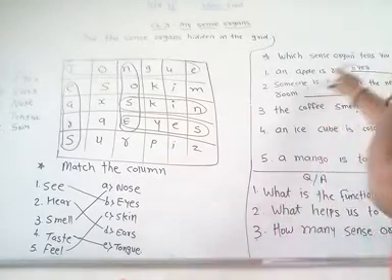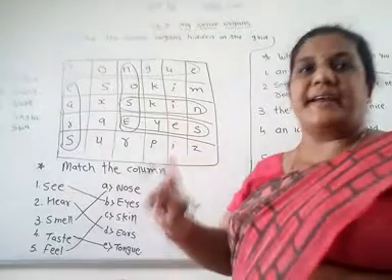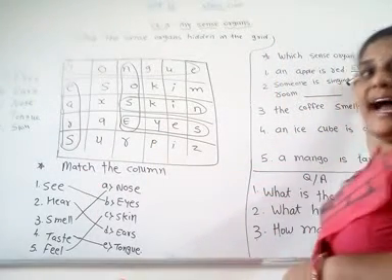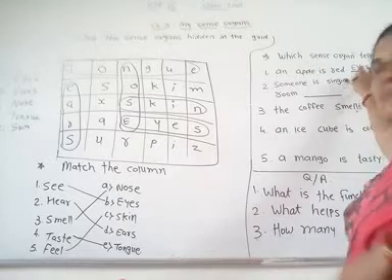E-Y-E-S. That is our eyes. आँखों से देख के पता चलता है कि एप्पल रेड है. So you have to write here red, R-E-D, eyes. You have to write here eyes.